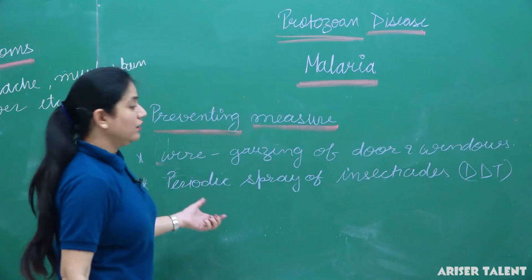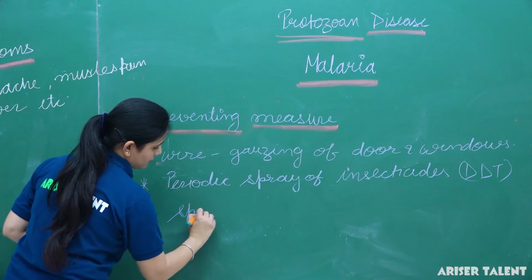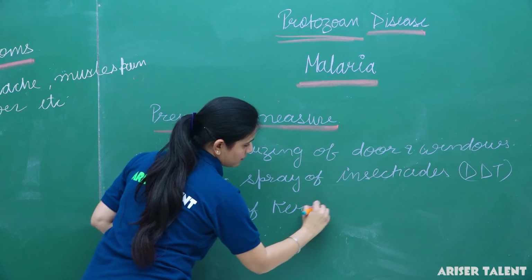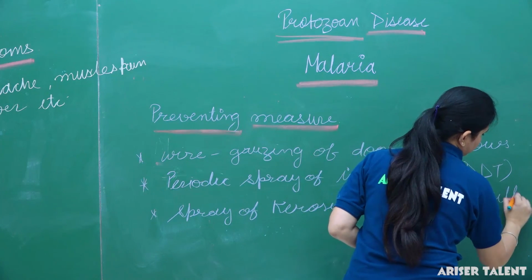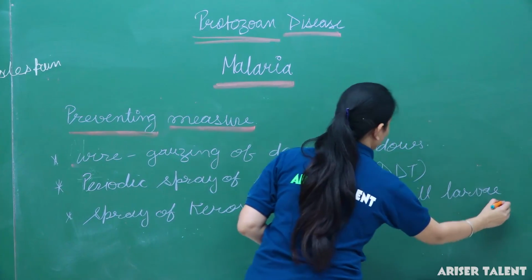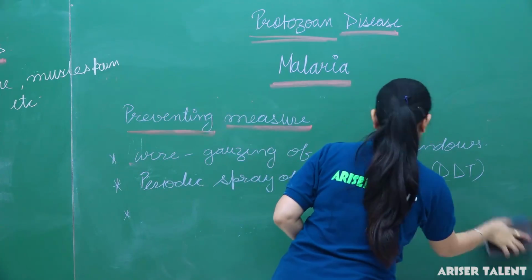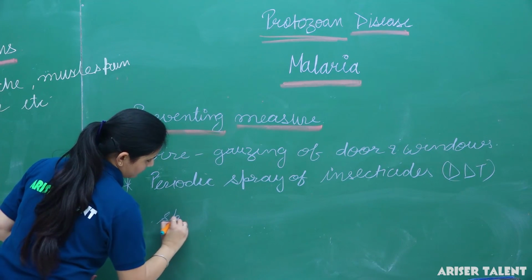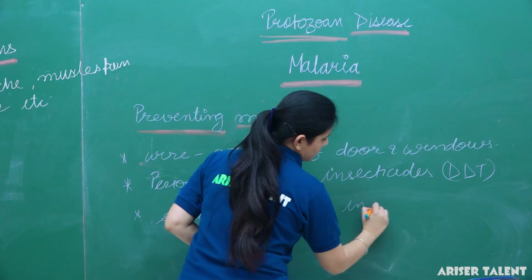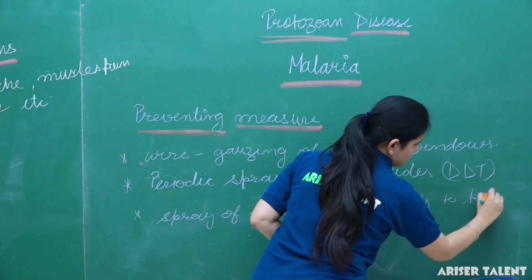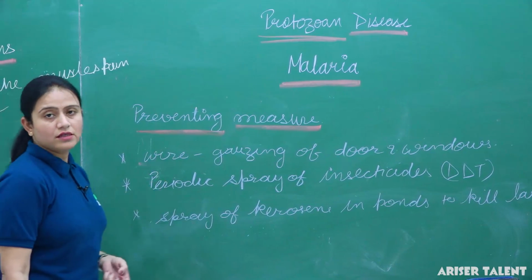And even we can spray kerosene in the ponds so that it can kill larvae. Spray of kerosene in ponds to kill larvae. Okay, so by following these methods, we can prevent the disease. Clear? Thank you.